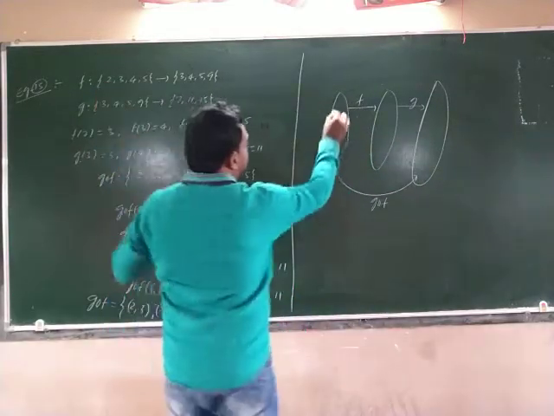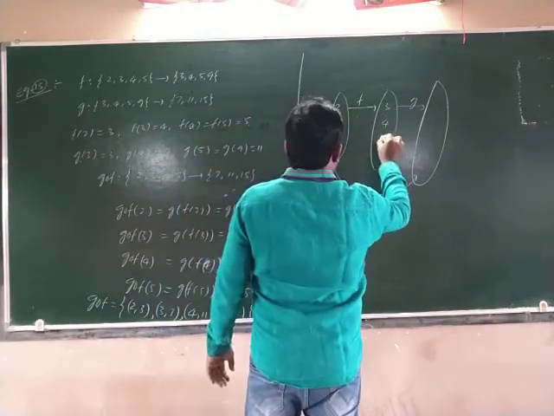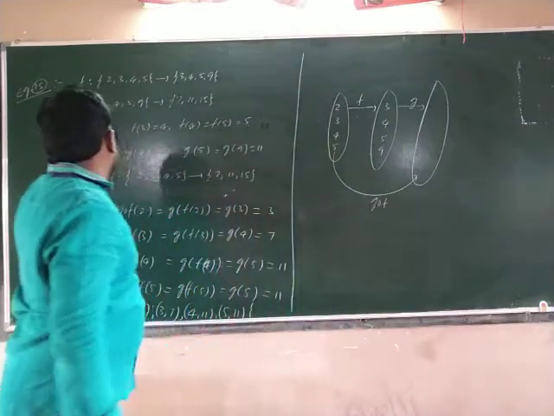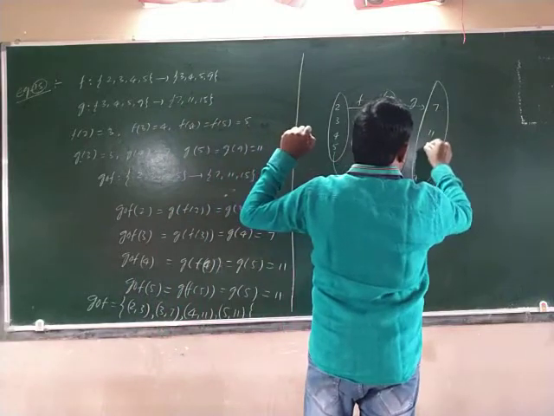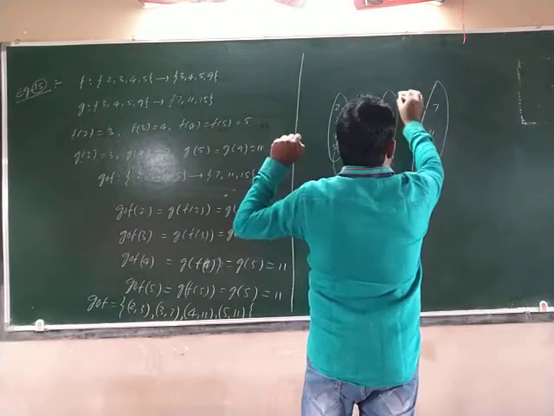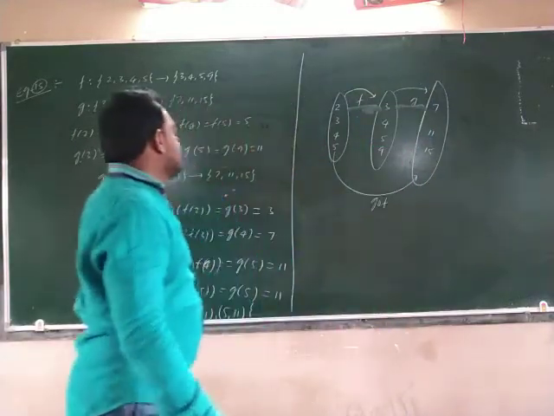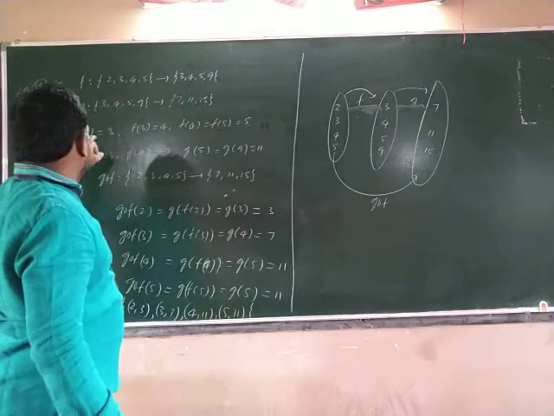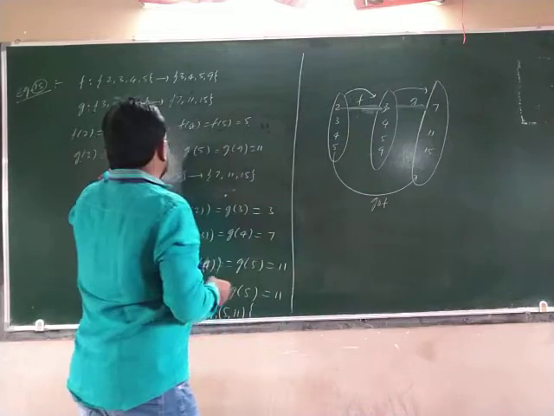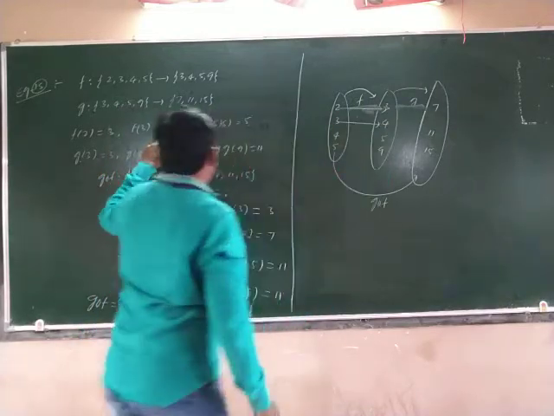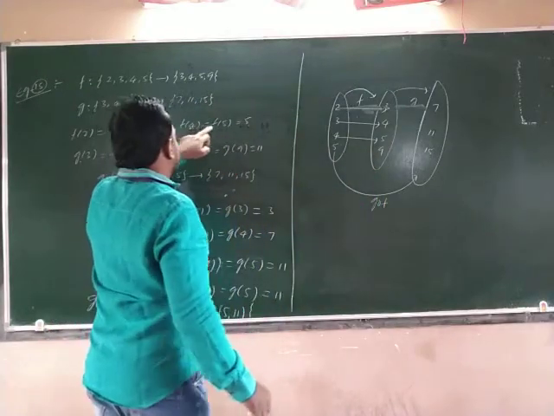F is from the set 2, 3, 4, 5 to 3, 4, 5, 9. G is from 3, 4, 5, 9 to 7, 11, 15. See, 2 is related to 3 under F, so 2 to 3. Next, 3 to 4. Next, 4 to 5. 5 is also 5 only.